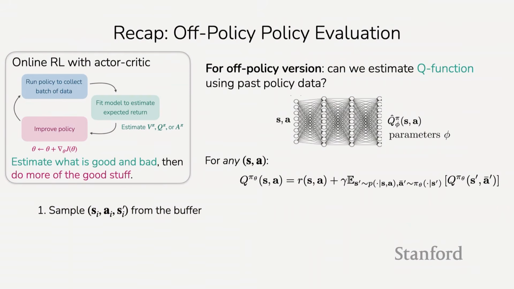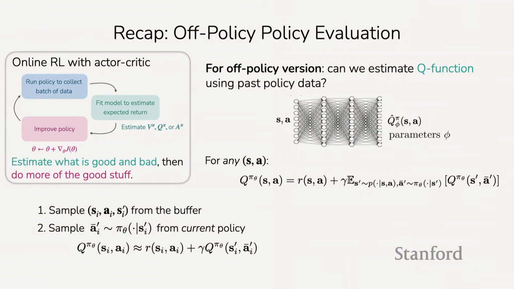Specifically, the way that we did that is we would sample a state, action, and next state from our buffer of previous data. Then we'll sample a next action from the current policy rather than from the past policies. And then we will do supervised learning on these targets, where the targets use our current estimate of the Q function for our policy, and we pass as input the state, the action, the next state, and the next action that we sampled.